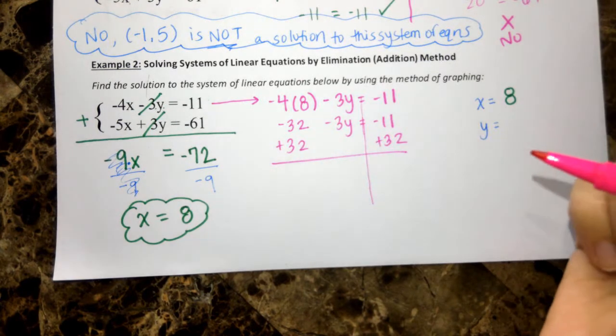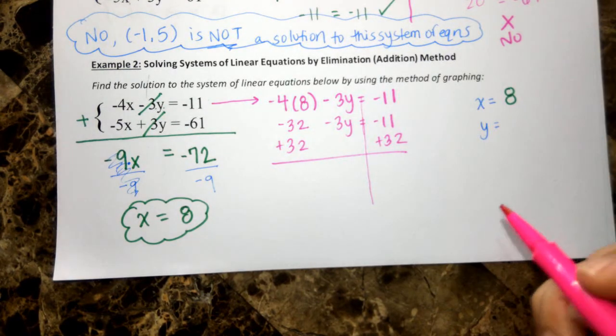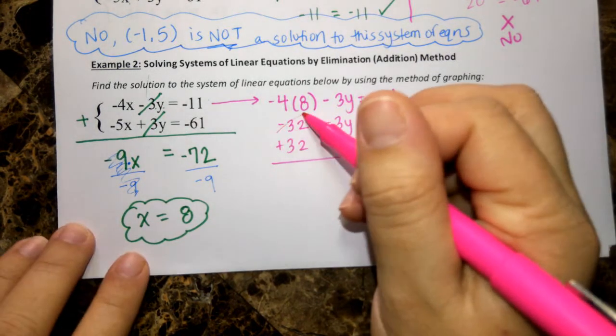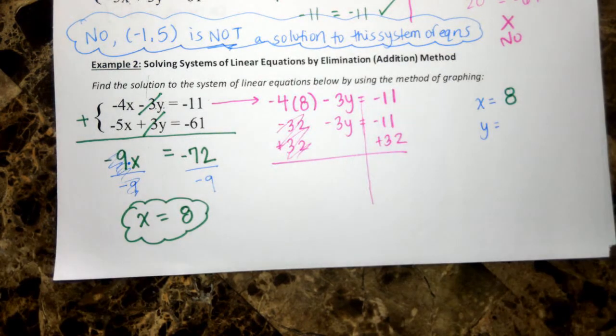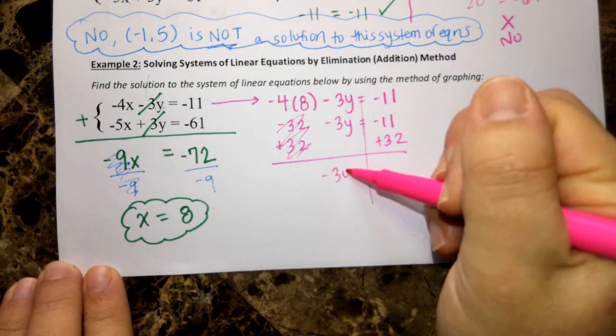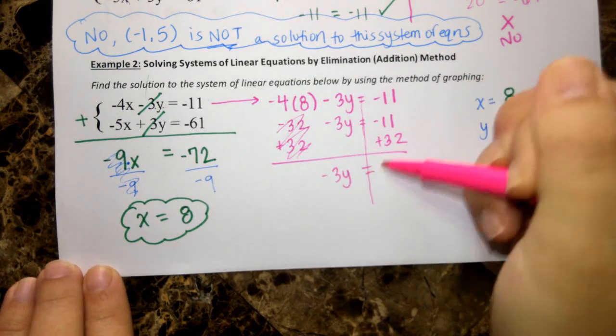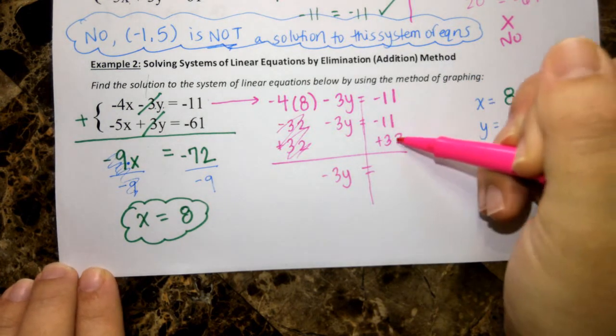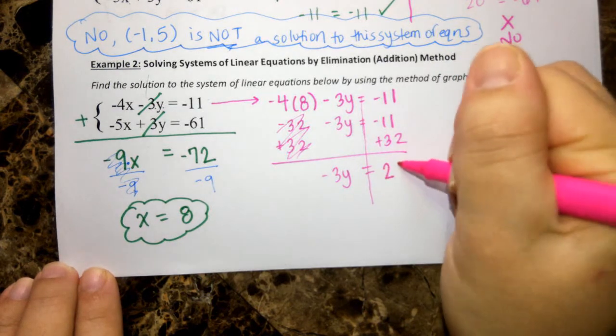Okay. Negative 32 plus 32, those cancel out, so you can just cross them out. And you're just left with negative 3y, don't forget that negative, equals negative 11 plus 32, which is 21.